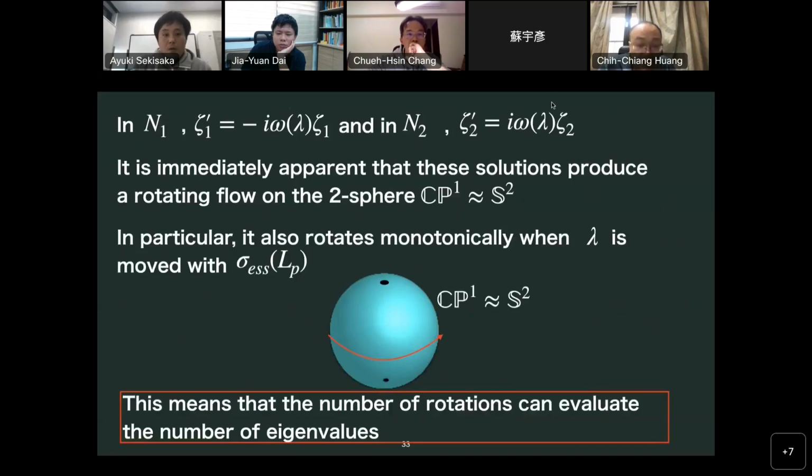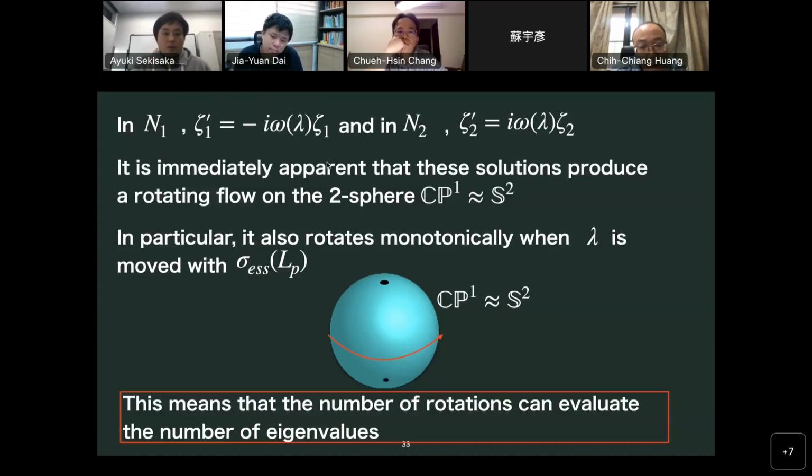In the open set N1, in this coordinate, the induced vector field on the one-dimensional complex projective space is given by Z1 dash equals minus i omega lambda Z1, and in the open set N2, Z2 dash equals i omega lambda Z2. So we can obtain the vector field in such coordinates.